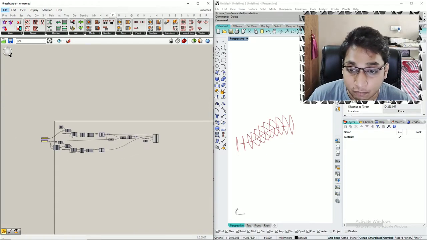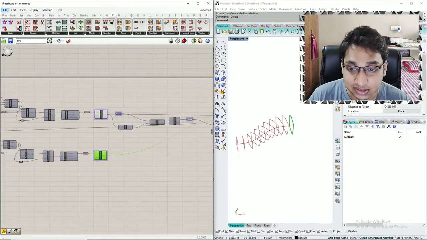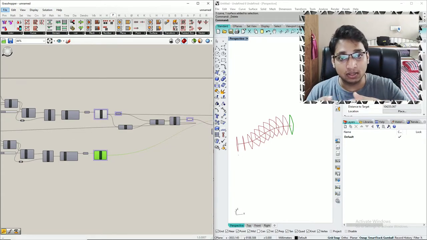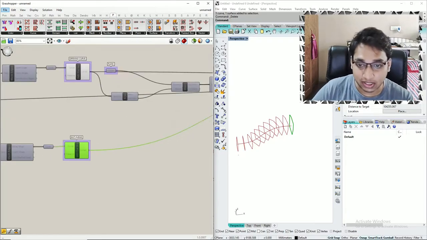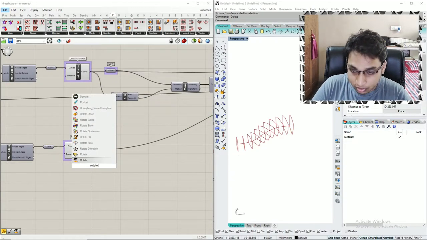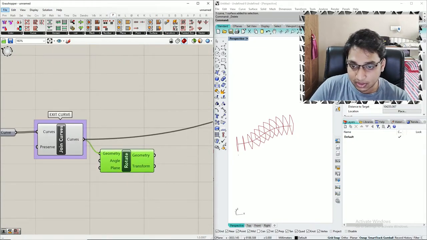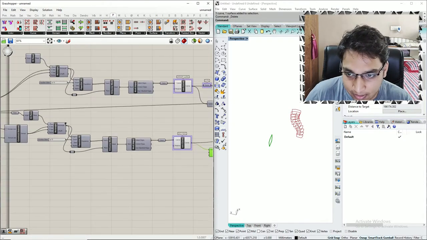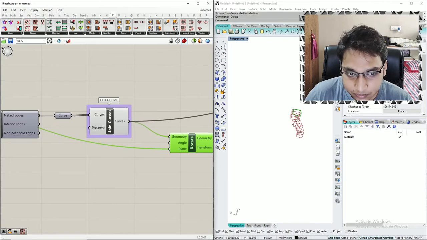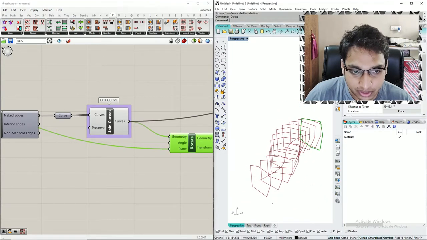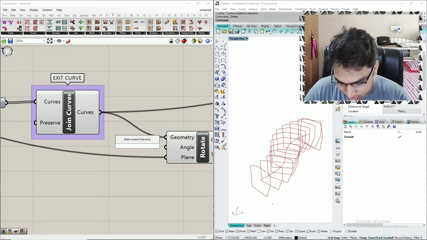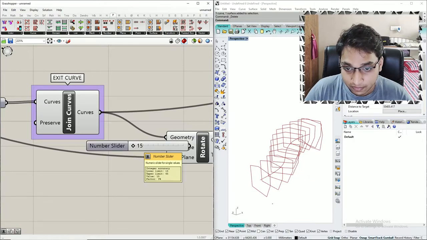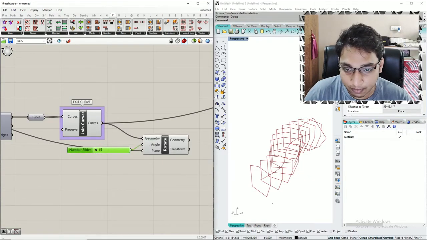And now what I would like to do is, I think this exit curve, I can rotate it a little bit so that the geometry also rotates and makes this into a very interesting kind of geometry. So what I'll do is rotate this geometry. So I'll set my plane to this. Now as you can see, it is rotating that geometry. I think range can be from 15 to 45. I think this is a suitable range for my angle.